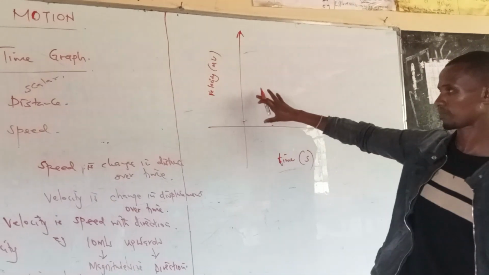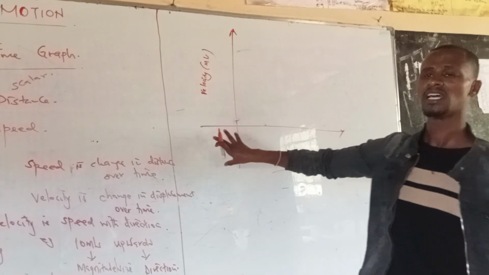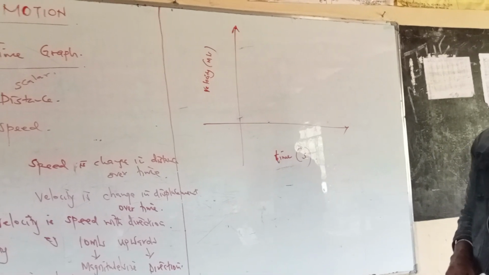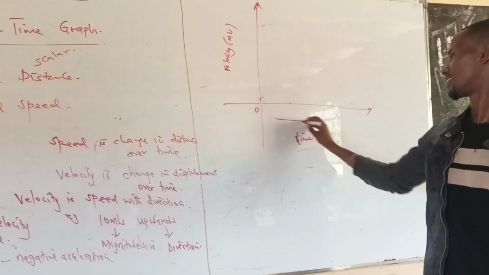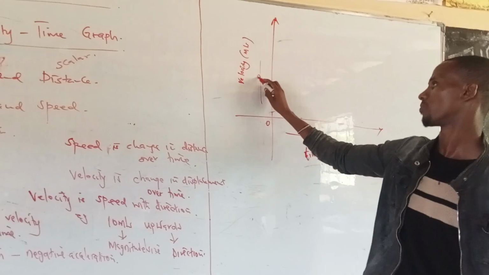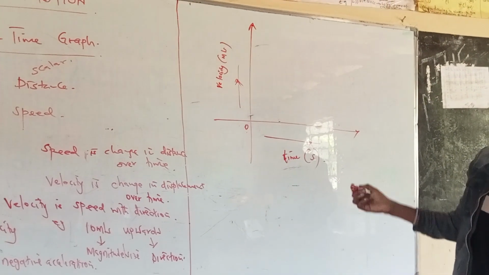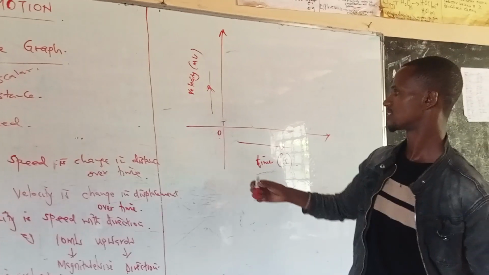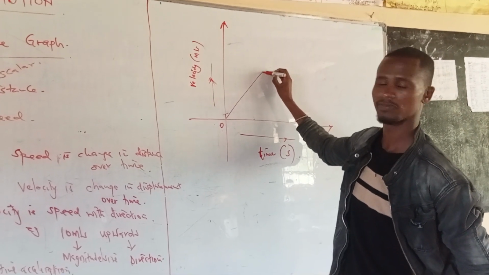Okay, so you draw your Cartesian plane and then you plot the points of velocity on the y-axis or vertical axis, and then time on the what? Horizontal axis. Okay, so this shows that the time is increasing, and this one shows that the velocity is increasing from the origin, which is 0. So we can give an example. For example, you may be told that a body moves gradually from 0 to a velocity of 15.